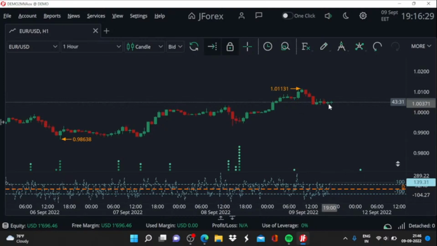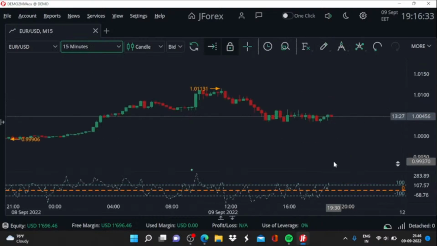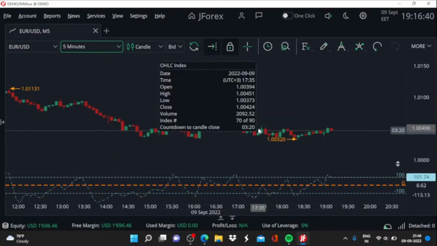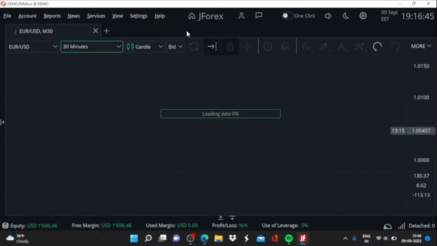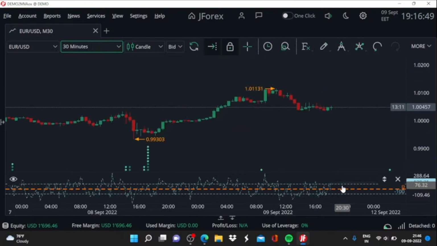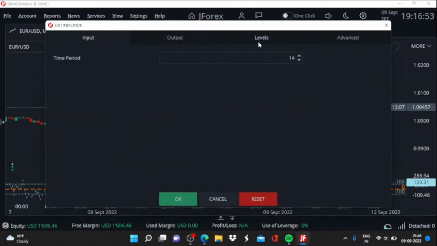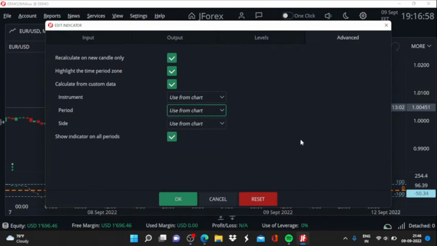Even though the chart is of hourly time frame, the calculation is being done using the 5-minute candle period for the calculation purposes. So the chart will look appropriate for the 5-minute time frame. So this is how it will look. But even if you change it to another candle period, it will be of 5 minutes only. So this customization can also be done. Now I will again restore it back to use from the chart.